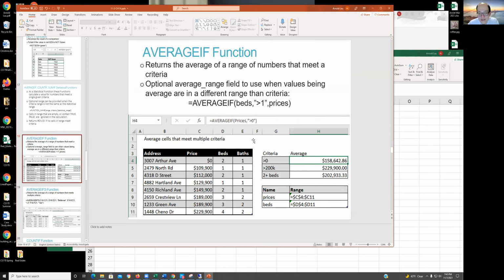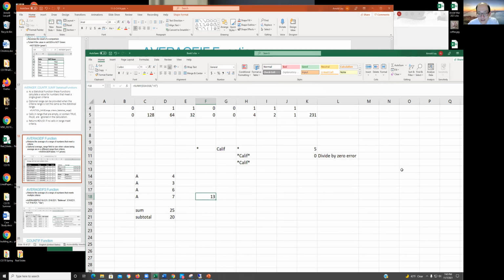All right. And so the average if is the same thing, right? So notice they use the name for the range here as opposed to the regular range. So let me just change this to be average if, but it really works the same way as the sum if, like so. So the average of this is obviously 6.5.